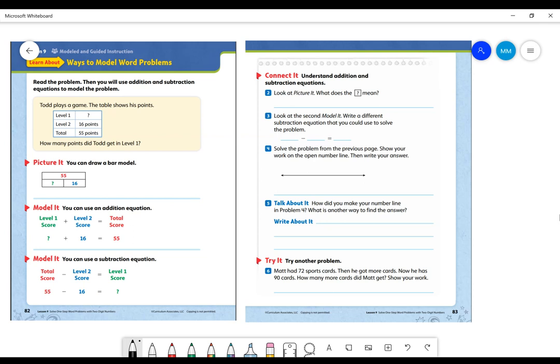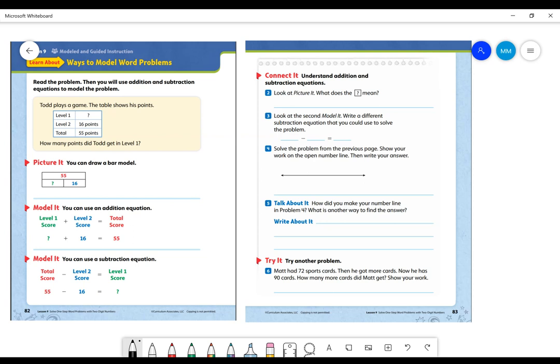It says, read the problem, then you will use addition and subtraction equations to model the problem. Todd plays a game. The table shows his points. Level 1, we don't know the points. Level 2, he had 16 points. Altogether, he had 55 points. How many points did Todd get in level 1?